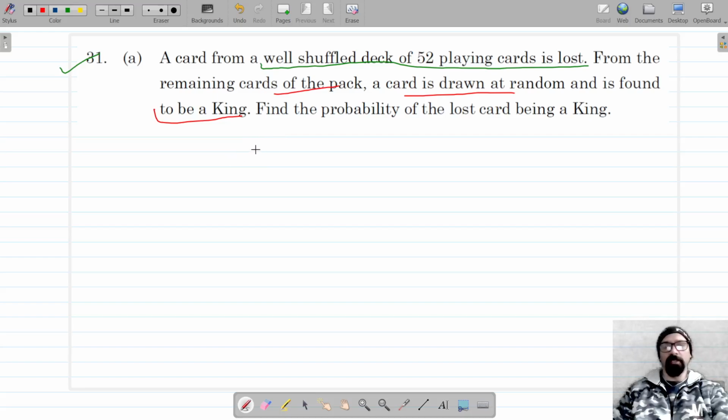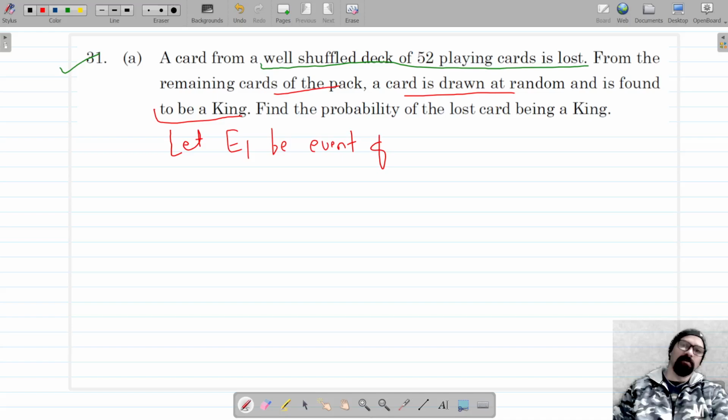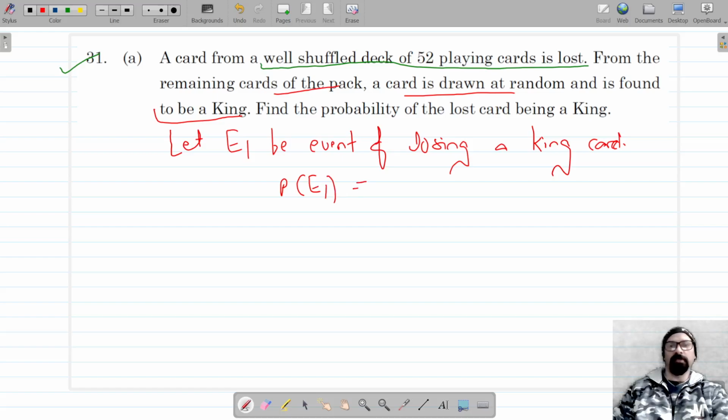If the card is lost, it can be a king or not a king. So these will be our two primary events. I'm going to specify these two as E1 and E2, so that E1 be the event of losing a king card. Now, if we have to lose a king card, it has to be drawn from the king cards, and we have a total of 4 king cards out of 52, which gives us the probability as 1 by 13.